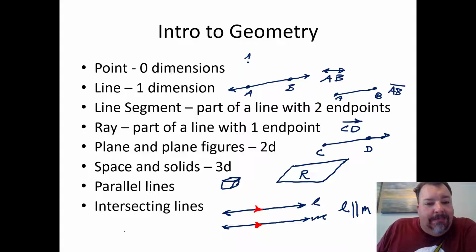And if 2 lines are not parallel, if they're in the same plane, then they're going to intersect, and they'll intersect in exactly 1 point. So here, these 2 lines intersect, and they're going to intersect in exactly 1 point.